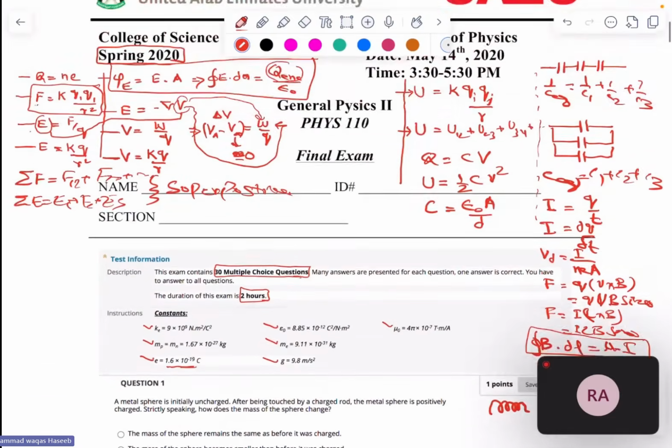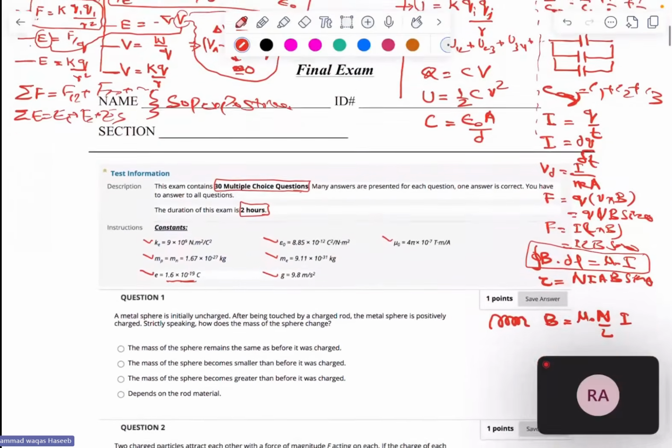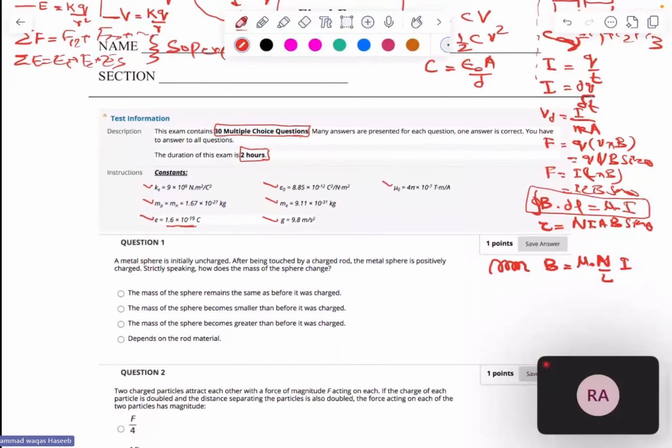Okay, these are some of the formulas that you will need in solving this exam. A metal sphere is initially uncharged. After being touched by the charged rod, the metal sphere is positively charged. Then, strictly speaking, how does the mass of the sphere change? So a metal sphere is initially uncharged. After being touched by a rod, the metal is positively charged. It means you charge it by rubbing it or touching it.